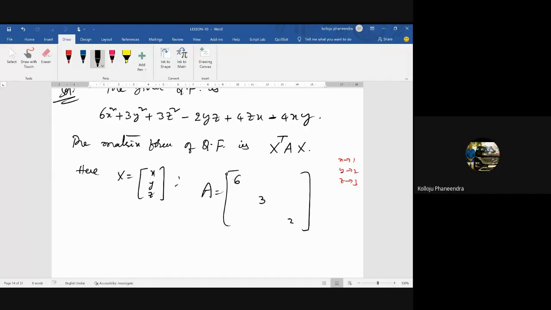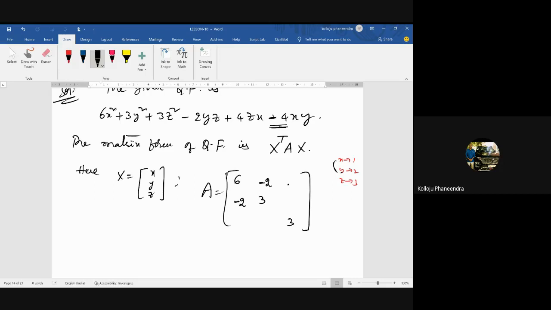3. Now, this is the 1 2 position, right? 1 2 and 2 1. That means 1 2 means what? XY quotient. What is the XY quotient? Four, sir. Minus 4. Minus is there, no? So minus 4. In that minus 4, half here, half here.